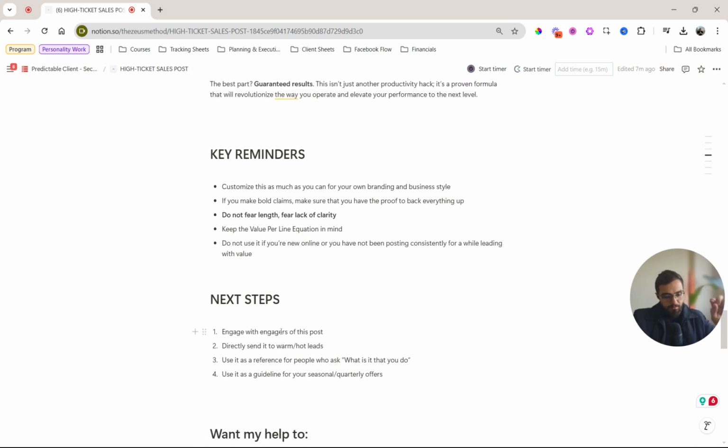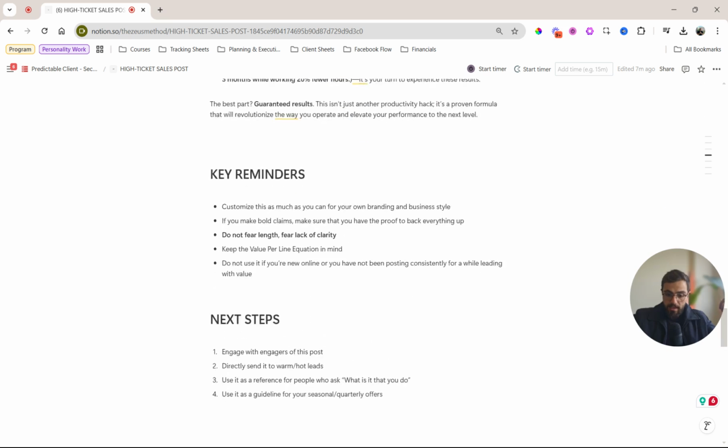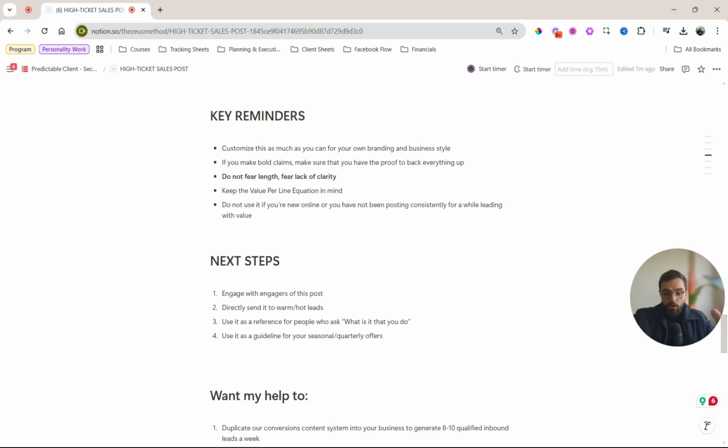Now, the next steps. Engage with the engagers of this post. So when you post it, engage with the people who like it. If people like it, people comment on it, engage with them. Send it directly to warm and hot leads. Cool? So this is how to launch it, by the way. Send it directly to warm and hot leads. Use it as a reference for people who ask what you do. So when people ask you what you do in the chats or whatever it is, you send them this post.